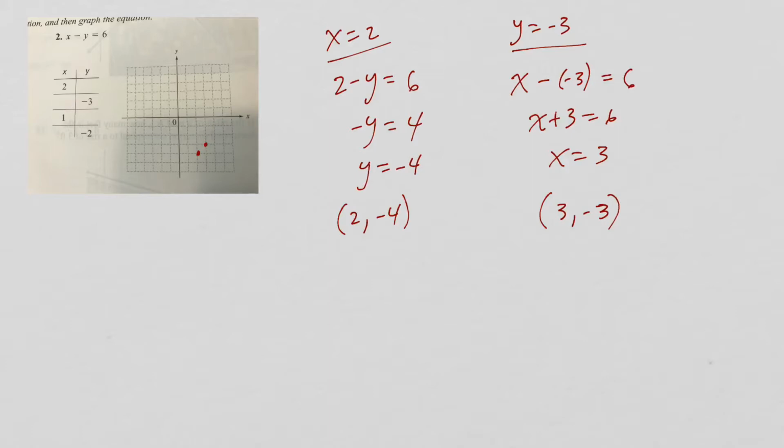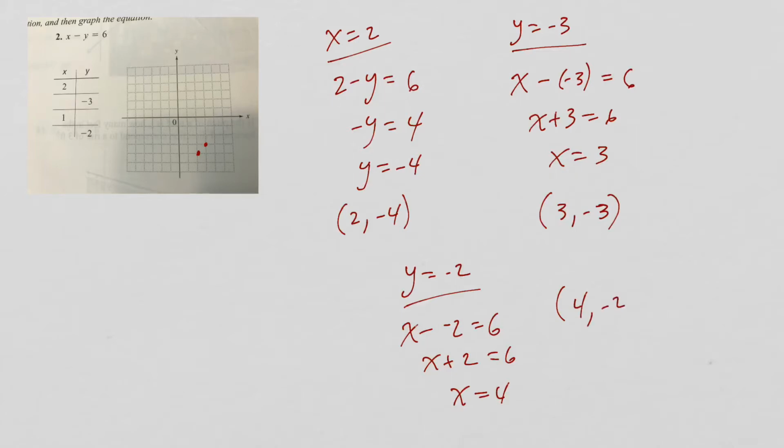Okay, and finally, when y is equal to negative 2, we have x minus a negative 2 equals 6, so x plus 2 equals 6, so x equals 4. Our ordered pair here is (4, -2), which is right there. So our graph would be that line there.